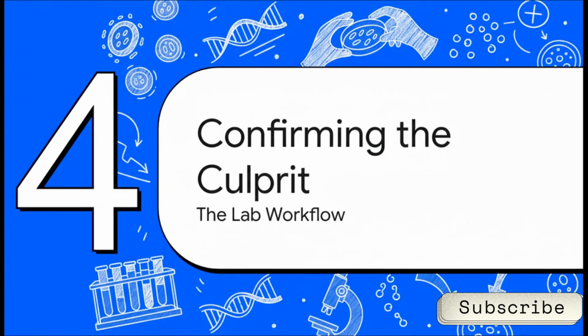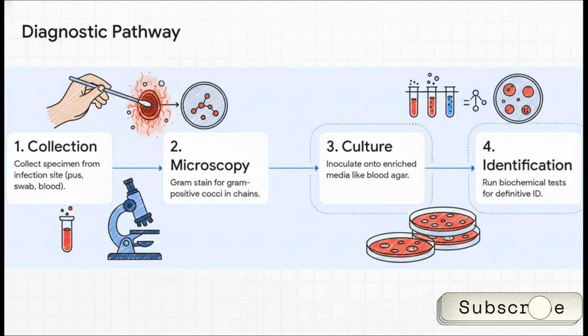So you've seen the clinical signs. You have a suspicion. Now you need to prove it. Let's head to the lab and walk through the exact steps we take to confirm that Streptococcus pyogenes is the organism responsible. The diagnostic pathway is super logical. It all starts with getting a good specimen right from the site of infection.